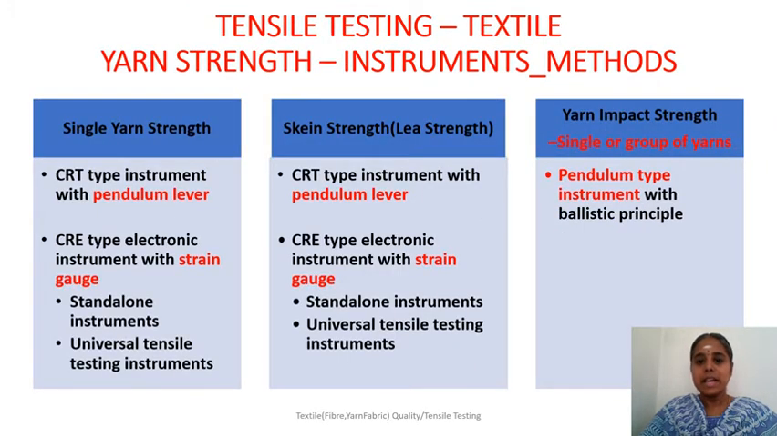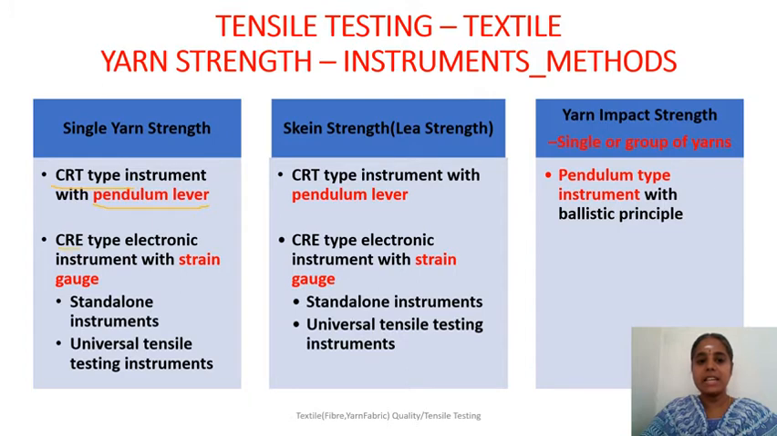So next is yarn strength testing. In yarn strength testing, you have single yarn strength, skein or lea strength, and impact strength. In impact, you can use a single yarn, which is a very strong yarn, or a group of yarns. For single yarn strength testing, you have the CRT type instrument, constant rate of traverse. Constant rate of traverse always comes along with the pendulum lever type instrument.